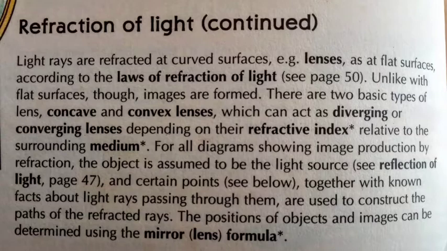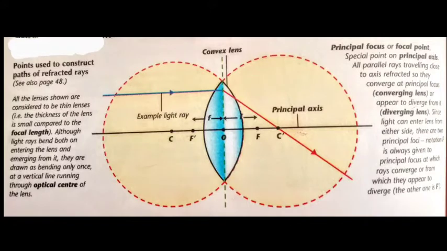For all diagrams showing image production by refraction, the object is assumed to be the light source, and certain points, together with known facts about light rays passing through them, are used to construct the paths of the refracted rays. The position of objects and images can be determined using the mirror formula or the lens formula. Now let us take the convex lens and the concave lens.